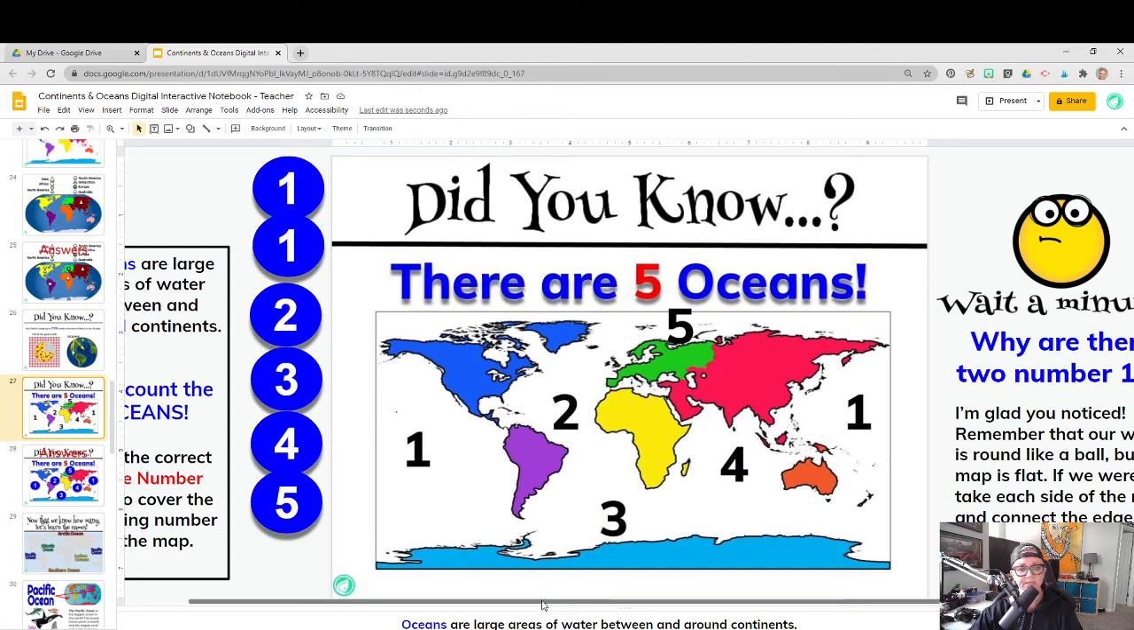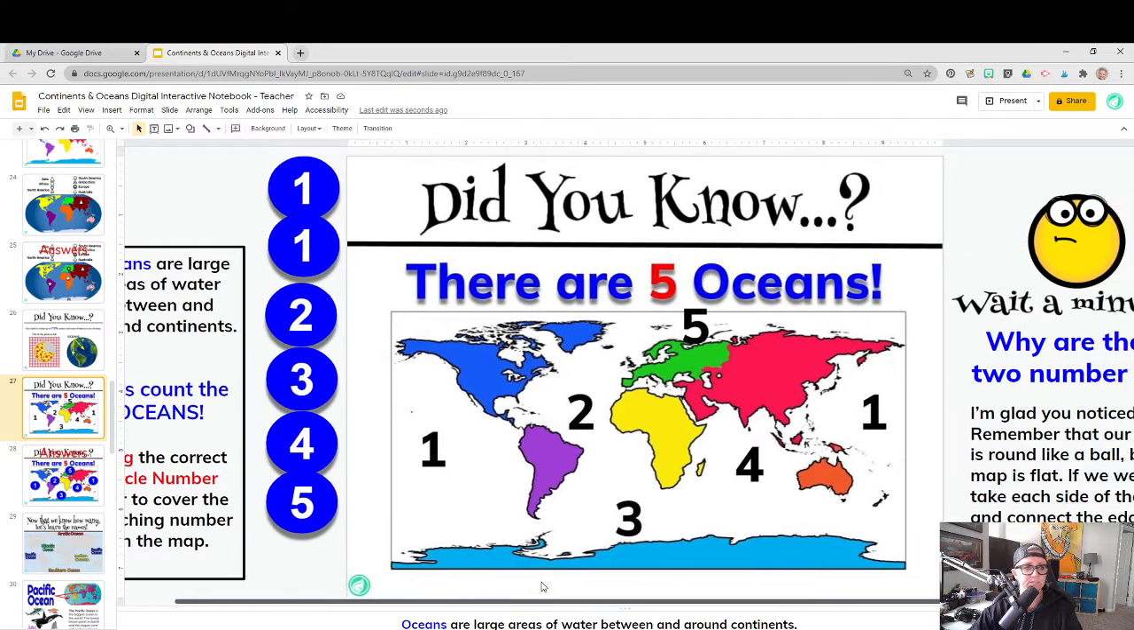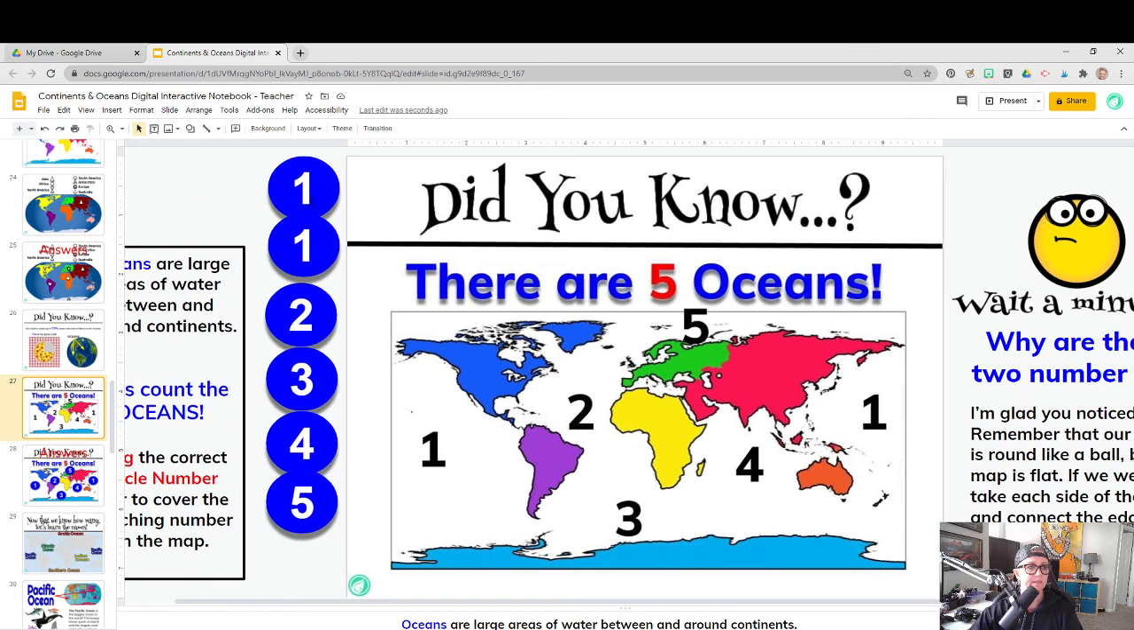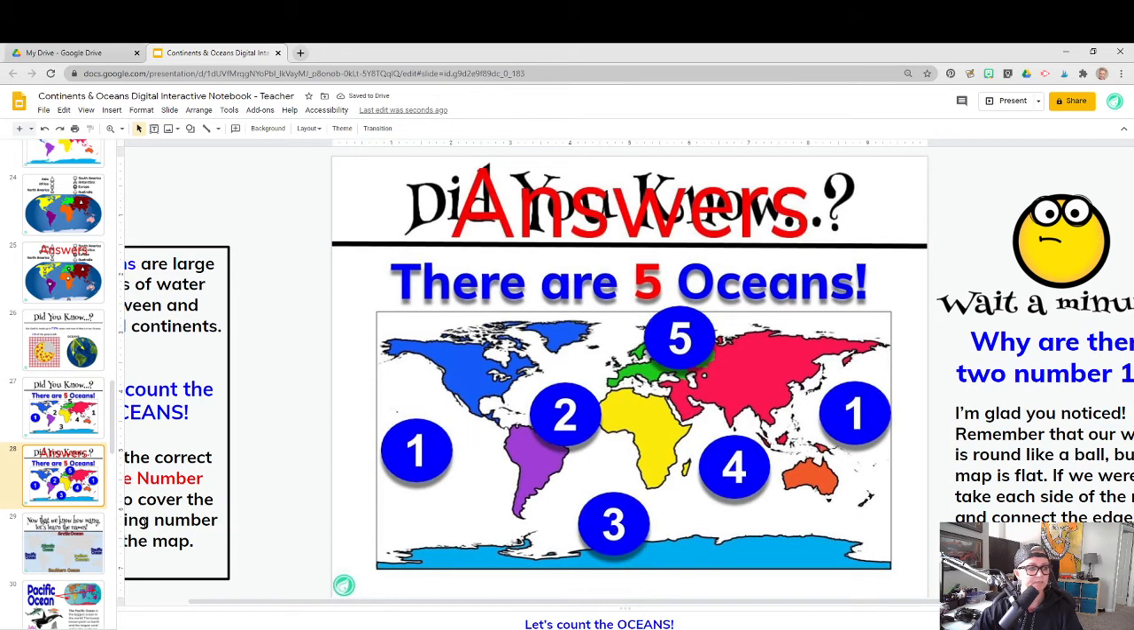And very similarly to the way we did with continents, we're talking about oceans. One interesting thing here with the oceans is that I do have 2 number 1s marking the Pacific Ocean. And over here I have an explanation talking about that this is a flat map, but our Earth is actually round and these 2 sides would touch. So they are the same ocean, in fact. So again, students would just look for the crosshairs here and move the number to the corresponding spot. Then here's your answer key.